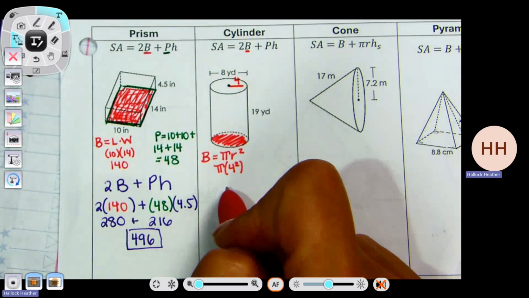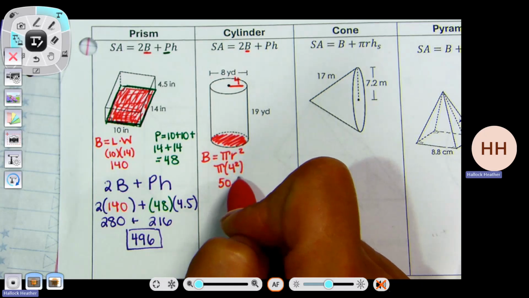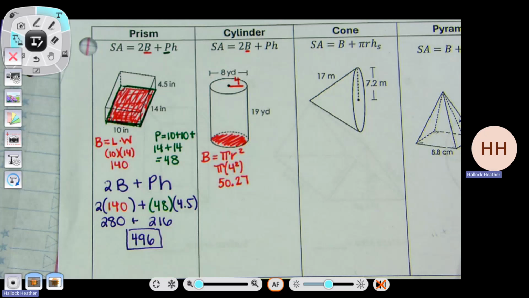How much do we get? We're going to use 2 decimal places. So let's say 50.27. Okay. Because we're not done and we have to clear the calculator technically.